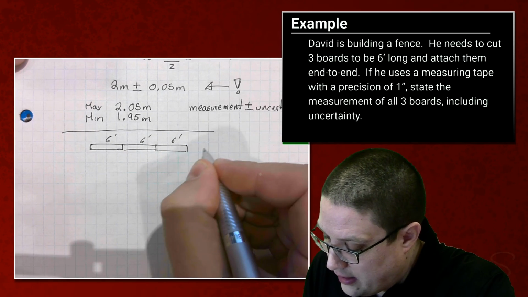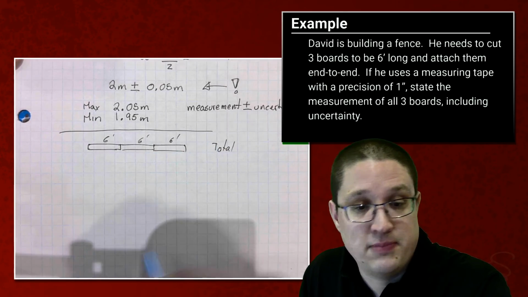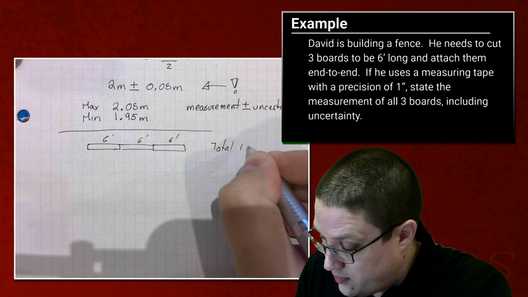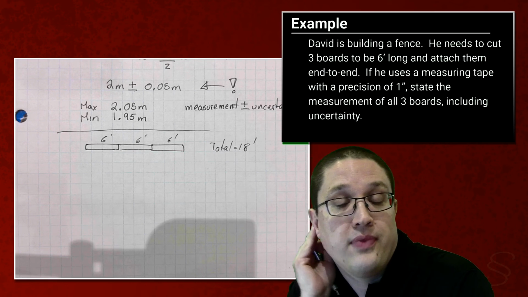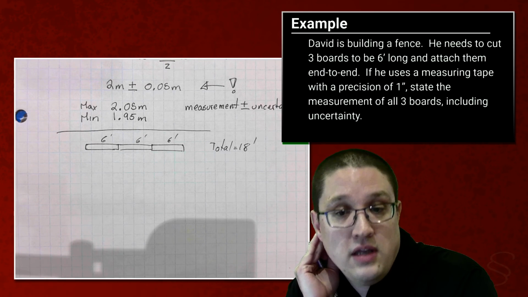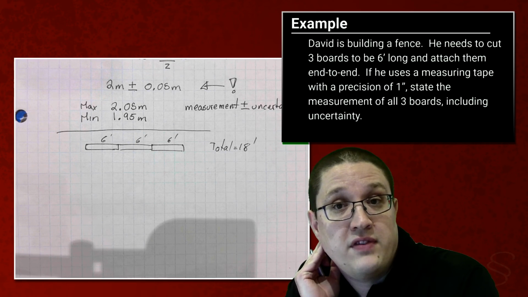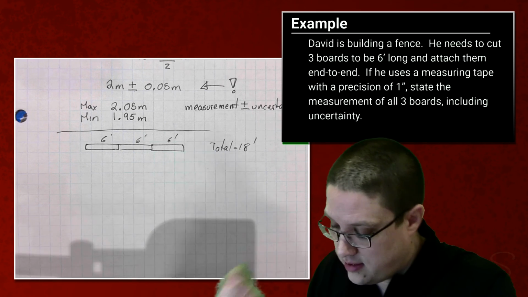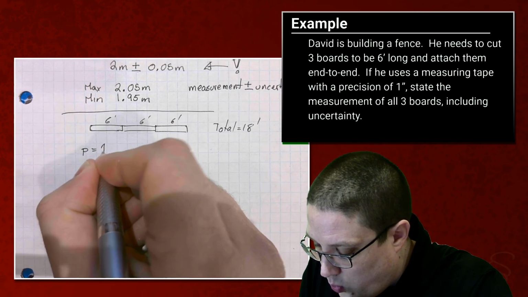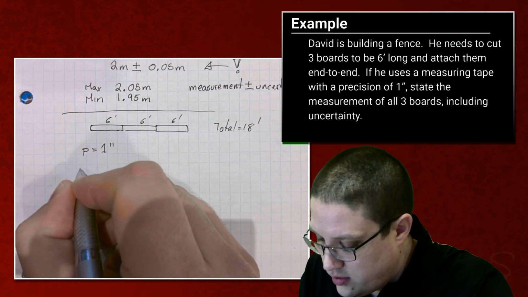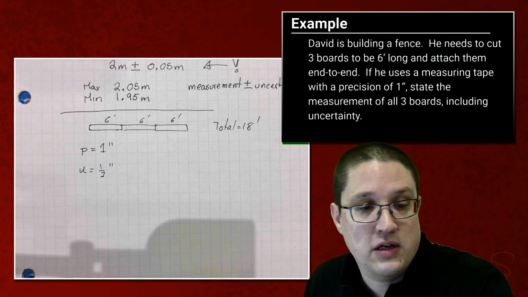Well, the total length should be 6 plus 6 plus 6, or 6 times 3, which is 18 feet. Great. David is using a measuring tape with a precision of 1 inch. So we have to state our uncertainty in this. Our precision is 1 inch, so our uncertainty would be half an inch.